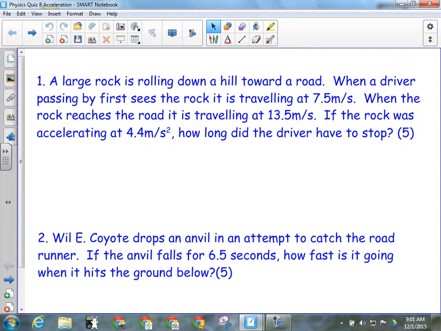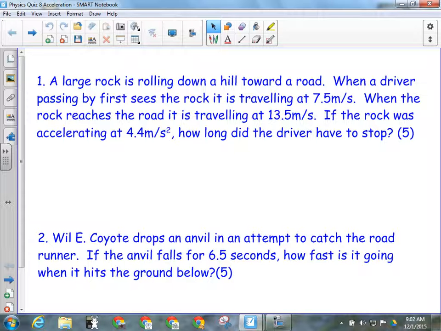Okay, watch and listen carefully here, guys. So on our first one here, we got a large rock that's rolling down a hill towards the road. Okay, the driver first sees it moving at 7.5 meters per second. That would be our what? Initial velocity.